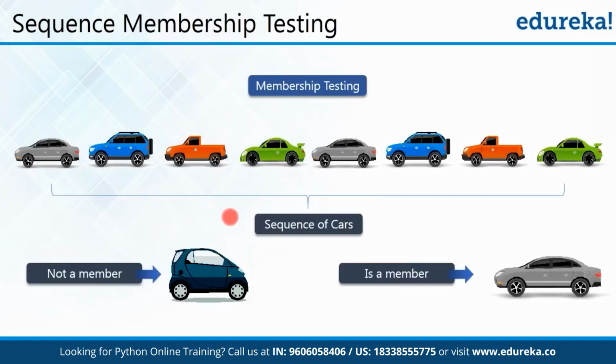Now comes membership testing. Let me give you an example of membership testing. As you can see, there is a car that is present here. If you want to know whether this particular car is a member of this sequence or not, you can do that with the help of membership testing. As you can see, this car is currently not a member of this particular sequence, so it is not a member. But what about this car? As you can see, it is present in this sequence, at index 0 as well as at index 4. So it becomes a member of this particular sequence. So you can test whether that particular element belongs to a sequence or not. That is membership testing. We'll move forward and see what other operations you can perform with sequences.